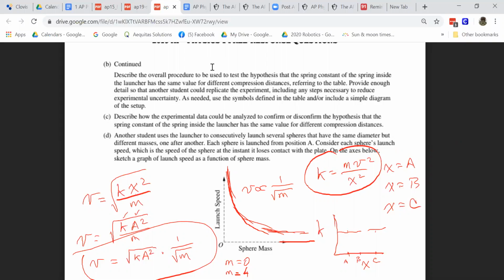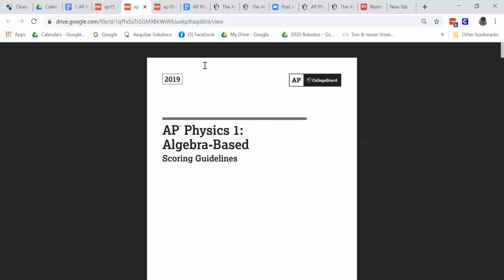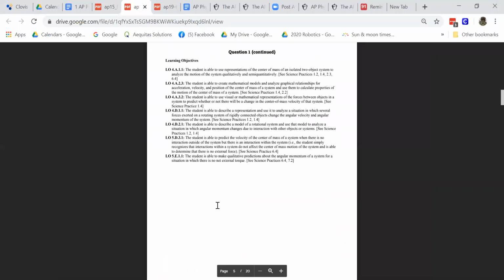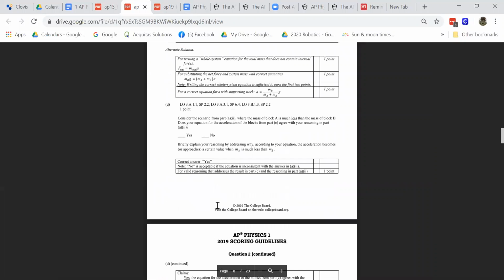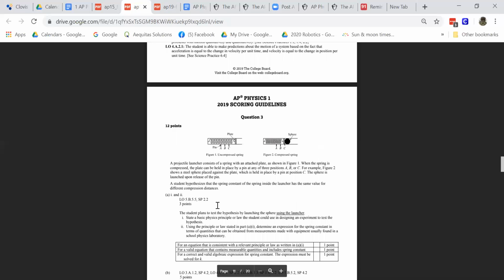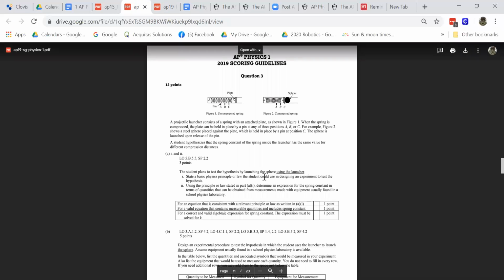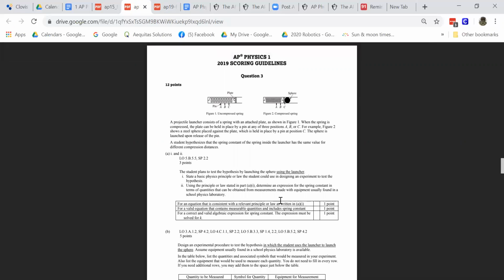Okay, let's take a look at solutions. Oh yeah, it does. Well, let's see how we did here. For an equation that is consistent with the real, let's see.